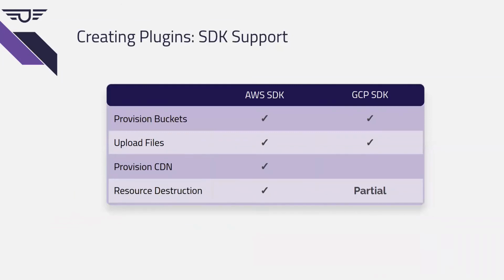Another problem was SDK support depending on the cloud provider. We found the AWS SDK to be robust and easy to work with. Anything we needed to provision for deploying to CloudFront could be done using it. The GCP SDK, however, was limited in some ways. Creating cloud storage buckets and uploading assets was supported, but provisioning the resources needed for a Cloud CDN release was not. Deleting certain resources from the SDK was also partially supported.